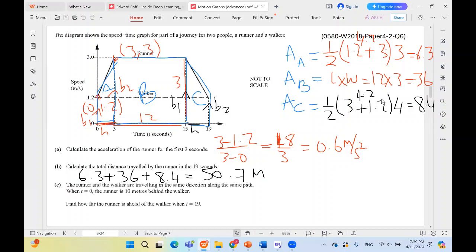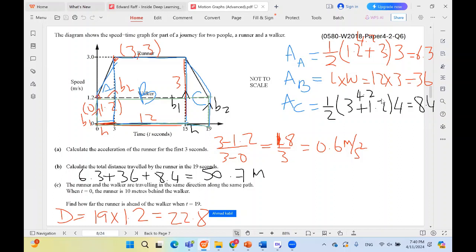In C, we are told the runner and the walker are traveling in the same direction along the same path. When t equals 0, the runner is 10 meters behind the walker. Find how far the runner is ahead of the walker when t equals 19. So the distance traveled by the walker is the area under the graph of the walker, which I'm now shading in green. This is the distance traveled by the walker. So it's a rectangle. The length is 19 and the width is 1.2. So D equals 19 times 1.2, length times width of the rectangle in green. So 19 times 1.2 gives us 22.8.